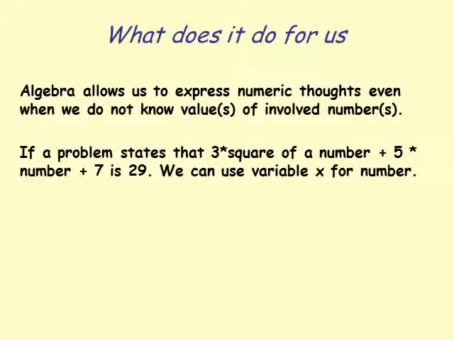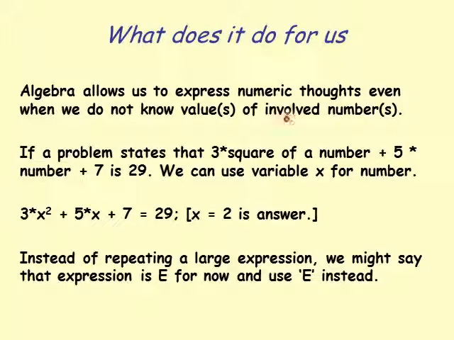If the problem states that 3 times the square of a number plus 5 times the number plus 7 is 29, we can use a variable x for the number. Okay, and that tells me 3 times the square of the number, 3*x^2, plus 5 times the number, 5*x. X we are using for the number we don't know the value of, plus 7 is 29. And the answer for that is x is 2, one of the answers.